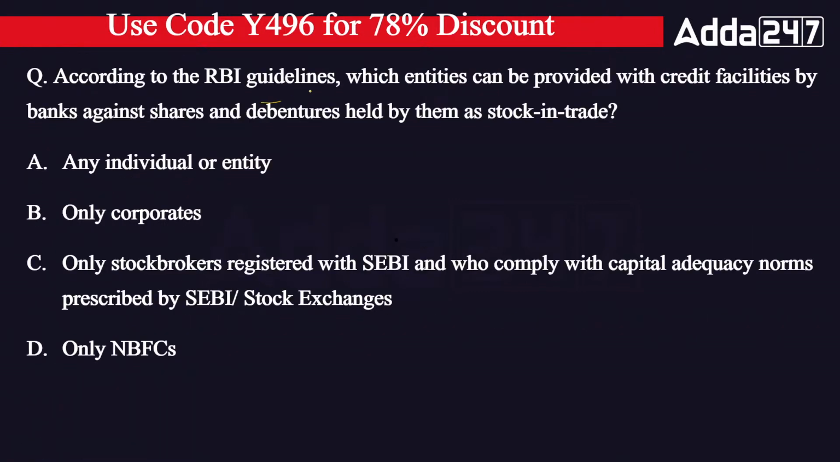Next, according to RBI guidelines, which entities can be provided with credit facilities by banks against shares and debentures held by them as stock in trade? First is saying any individual or entity, second is saying only corporate, third is saying only stockbrokers registered with SEBI and who comply with the capital adequacy norms prescribed by SEBI stock exchanges, and D is saying only NBFCs. So out of these entities, who is provided with credit facilities by the banks against the shares and debentures held by them as stock in trade?